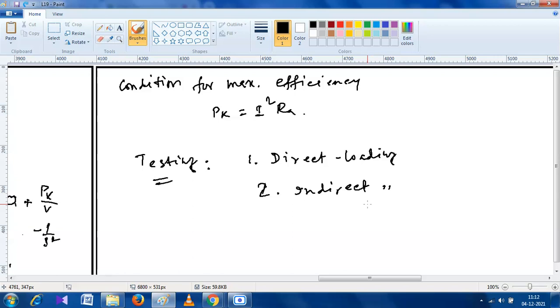अच्छा, तो डायरेक्ट लोडिंग actually the correct method is direct loading, but why we prefer indirect loading? Because the direct loading is costly and the space requirement for direct loading is huge, or you can say the load arrangement is very tough, so we prefer the indirect method.